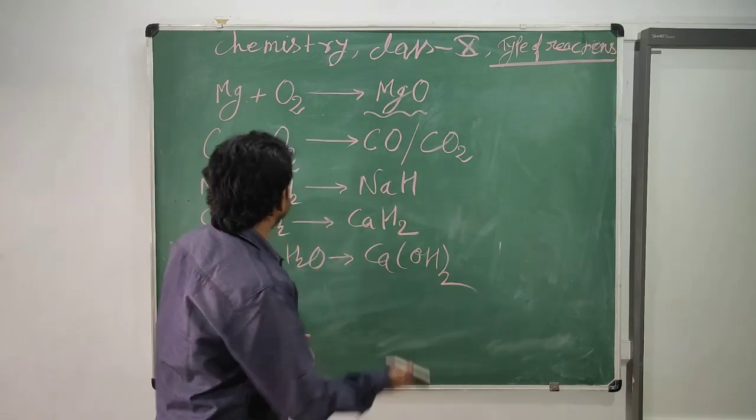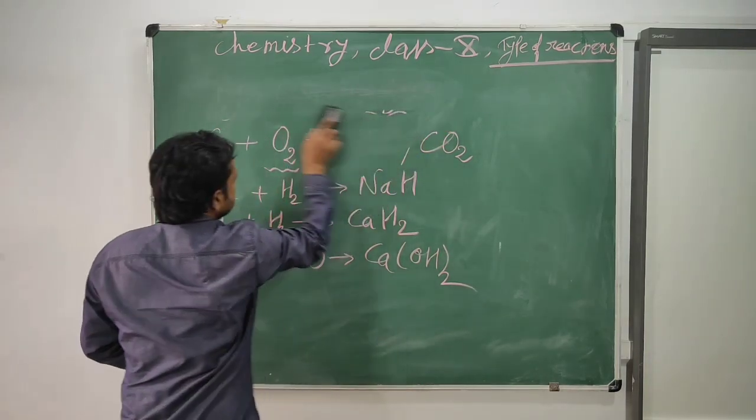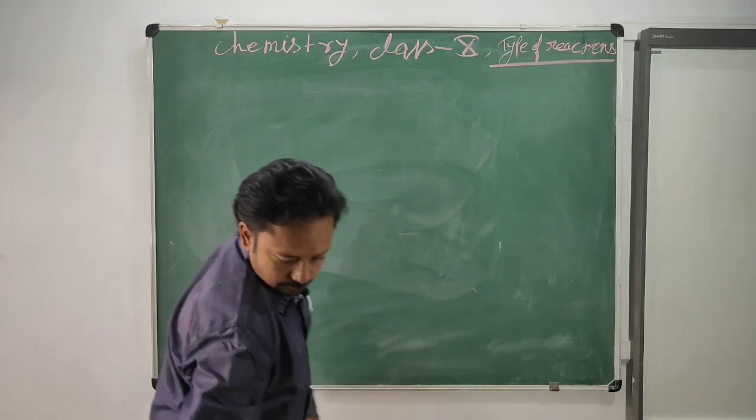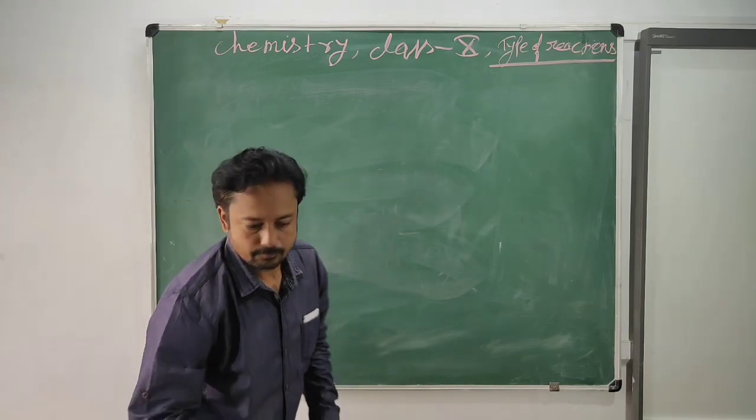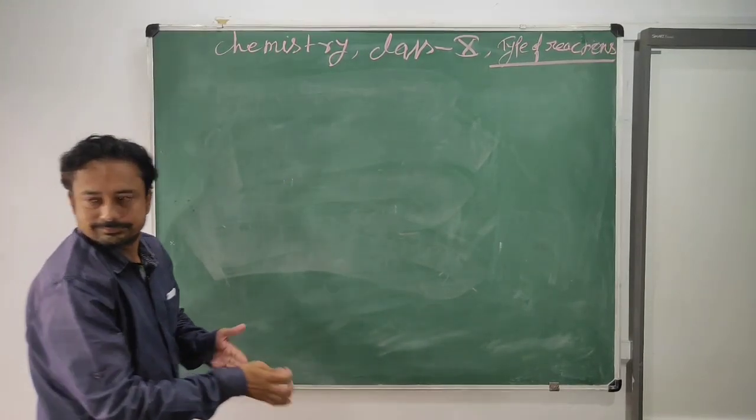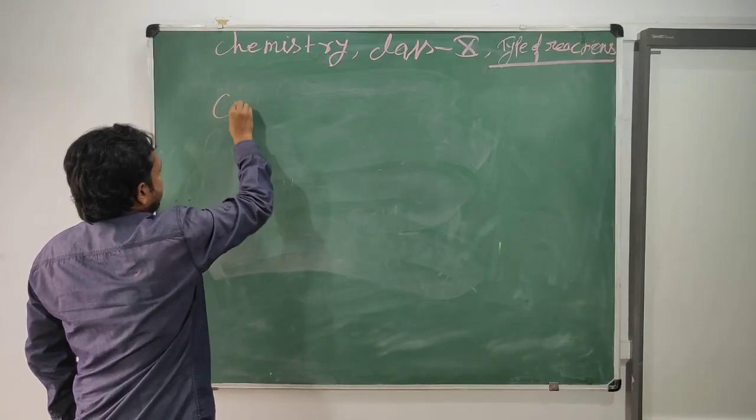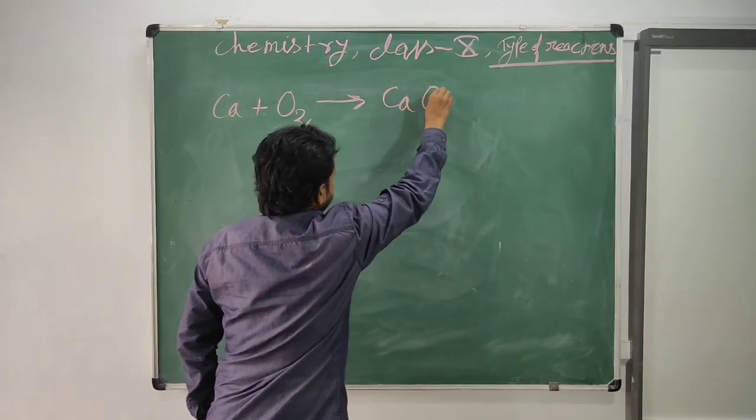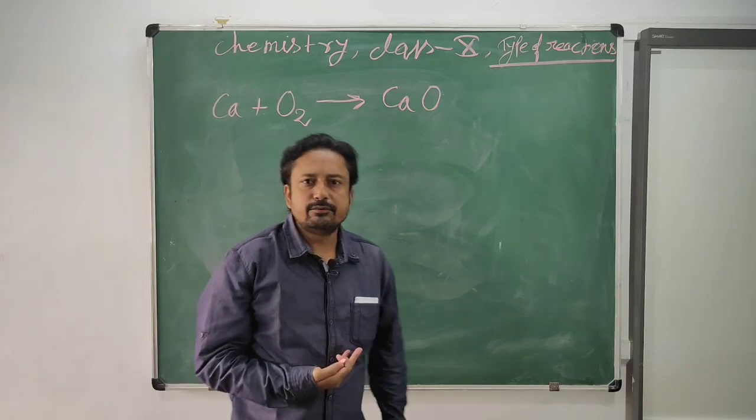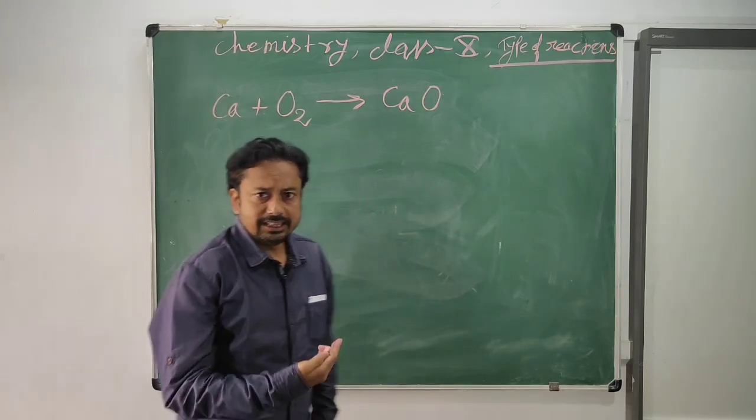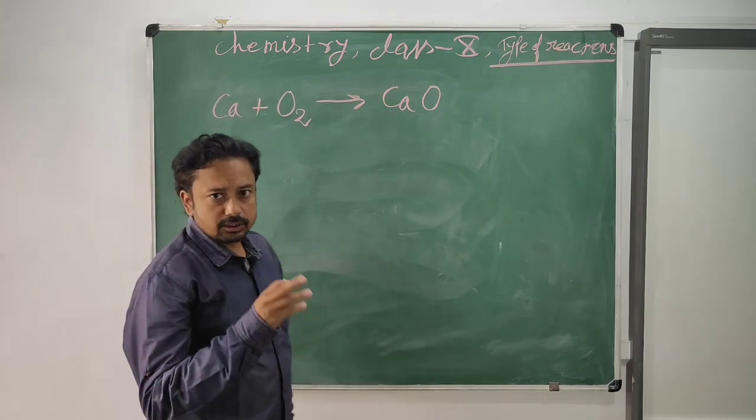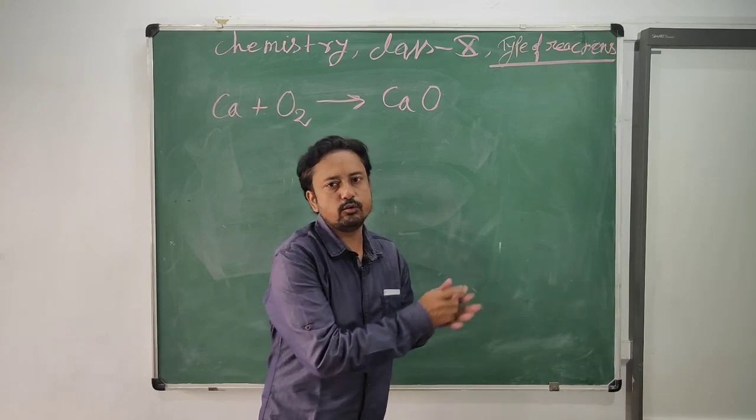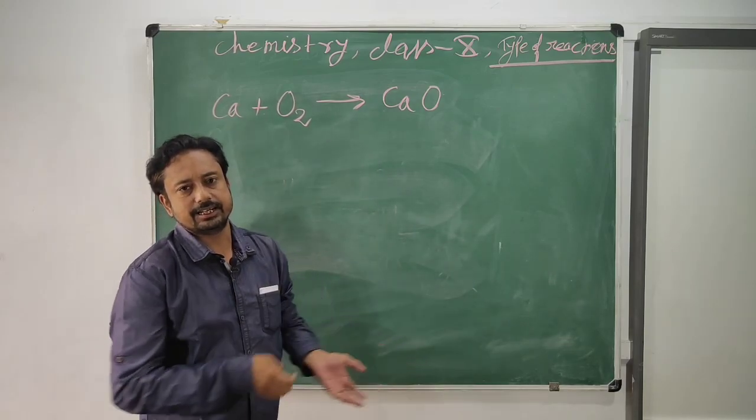Other examples of combination reactions are calcium with oxygen forming calcium oxide. So all types of oxide formation and hydride formation are examples of combination reactions because in these reactions two or more reactants combine together and form a single new product. These are also termed synthesis reactions.